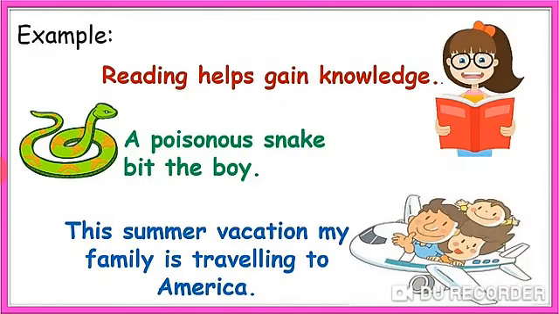Let's understand assertive or declarative sentence with the following examples. Reading helps gain knowledge. A poisonous snake bit the boy. This summer vacation, my family is traveling to America. All sentences are telling us something or informing us something, they're declaring something. So therefore, all these sentences are assertive or declarative sentences, and they all end with a full stop.